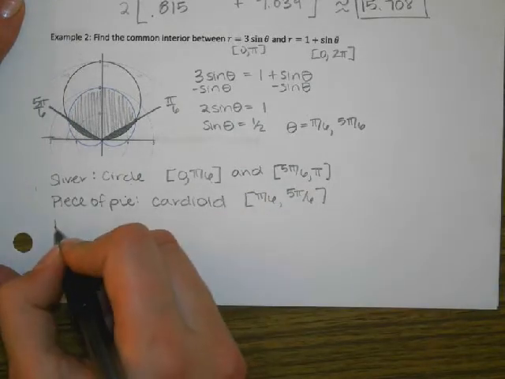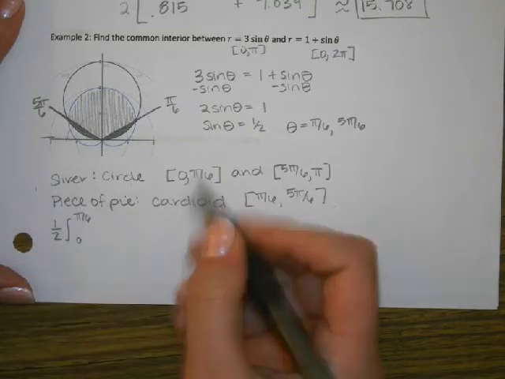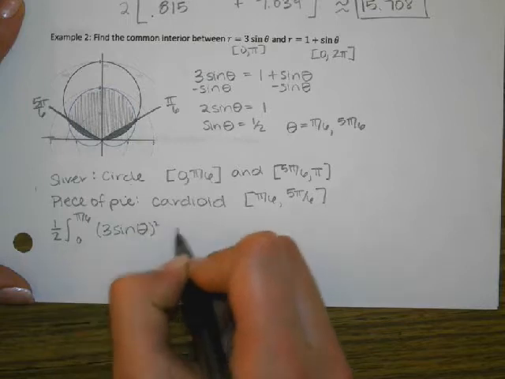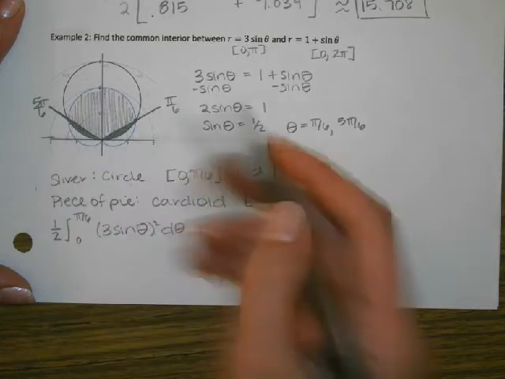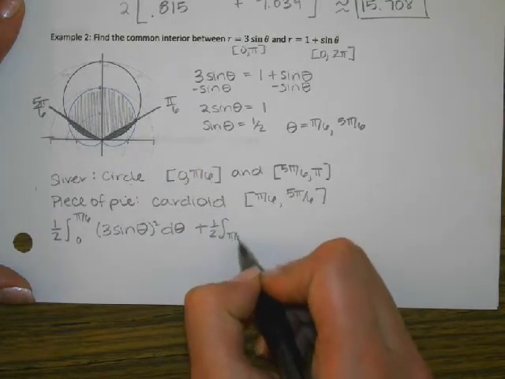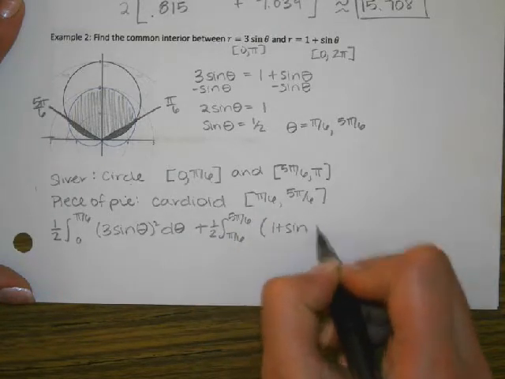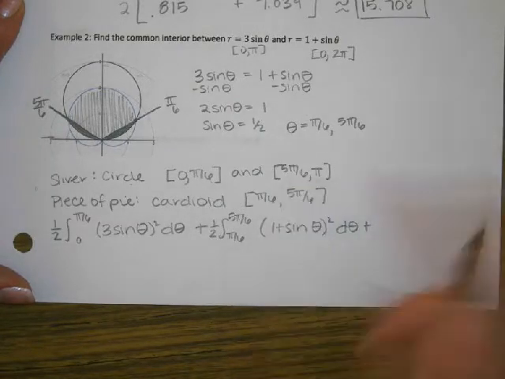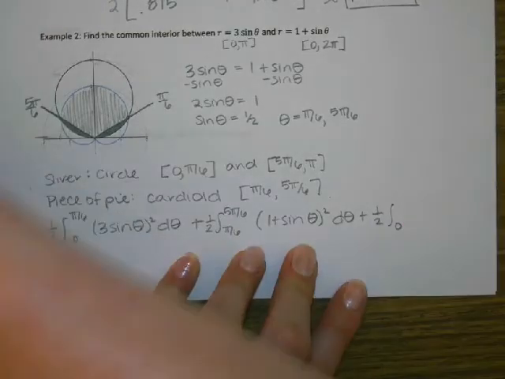So we're going to have 3 intervals this time. So 0 to pi/6 of the circle. And then we have that big region of the cardioid. And then we have the other little sliver. Nope, not 0. 5 pi/6 to pi.